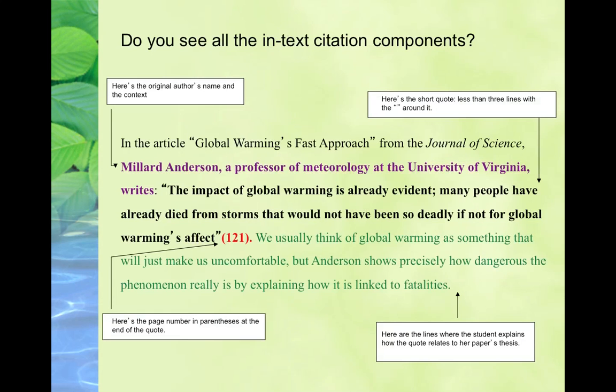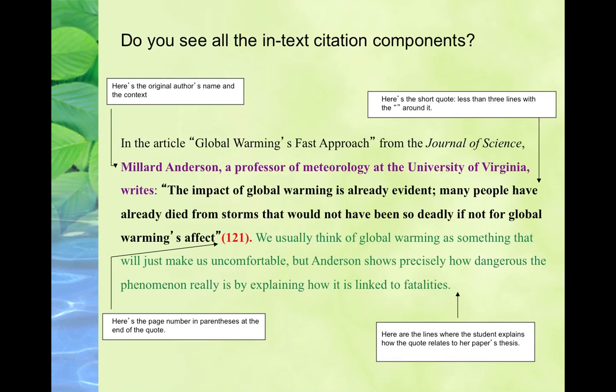Let's go to the next slide. So in this slide, you can see I've broken it down. We've got all the different pieces. The purple part there at the beginning is the setup where we find out the author's name and where it was published and why this person is being quoted, what the context was. All right. Then in black is the actual quote itself. You can see it's a short quote. It's got quotation marks around it. It's only 2 lines long, roughly. And it's got the page number there in parentheses. We made it red. Obviously, in your paper, you don't need to use all the colors, but I wanted to break it down for you so you can see what we're talking about.